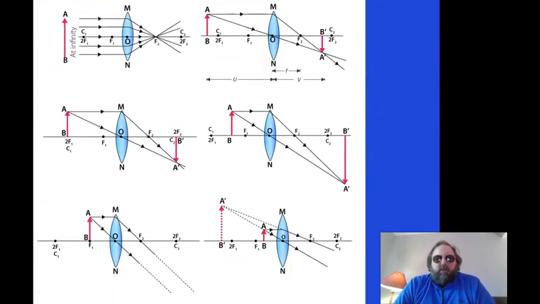I just have some diagrams here so you can see some images and maybe go through again, you know, if this were this, what it would be. So like right now, this is an inverted real smaller image. This is an inverted real larger image. Notice this one. This one's interesting. Converging lens gives us a virtual image.